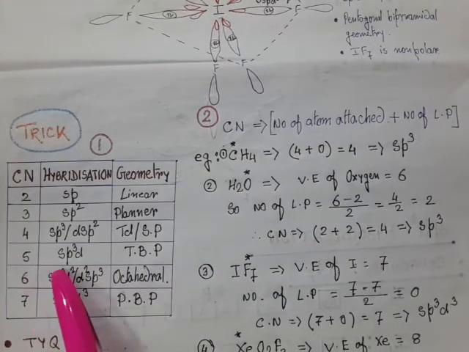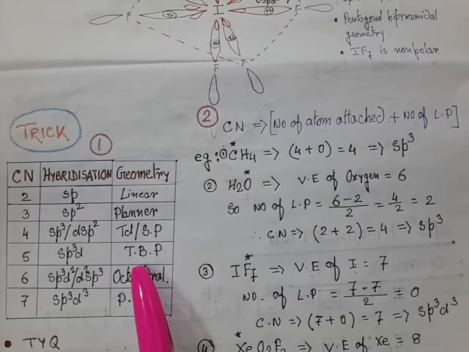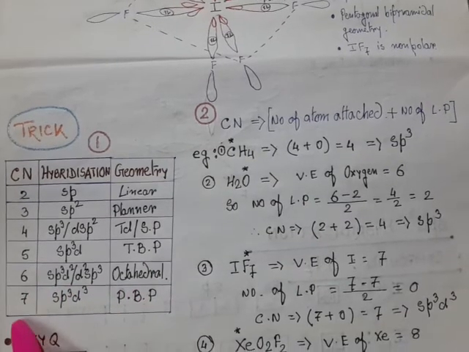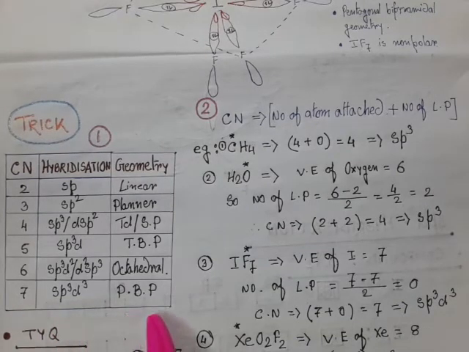Now coordination number 5, sp3d hybridization, geometry trigonal bipyramidal. Coordination number 6, sp3d2 or d2sp3 hybridization, geometry octahedral. Coordination number 7, sp3d3 hybridization, pentagonal bipyramidal geometry.